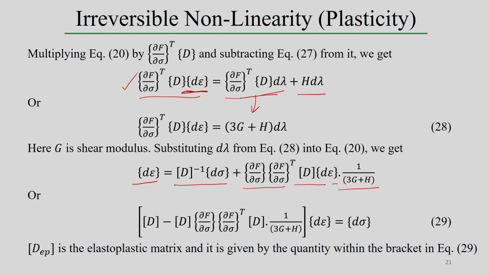F, as we already said, corresponds to the expression for the plasticity, in terms of the different stress components; it is a functional form of the yield surface. So, d into d epsilon into 1 by 3g plus h, from here we can manipulate this, and finally we reach this expression: into d epsilon equals d sigma. So, that is the expression. In this case DEP is the elastoplastic matrix, given by the quantity within the bracket of equation 29. So, we can write it as DEP.